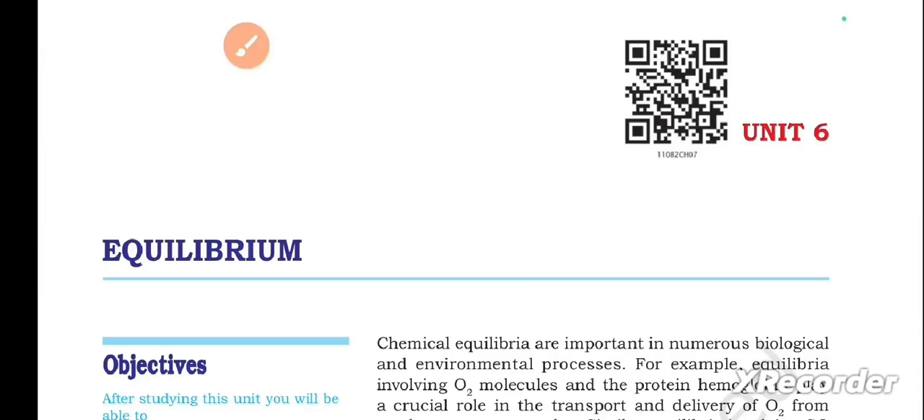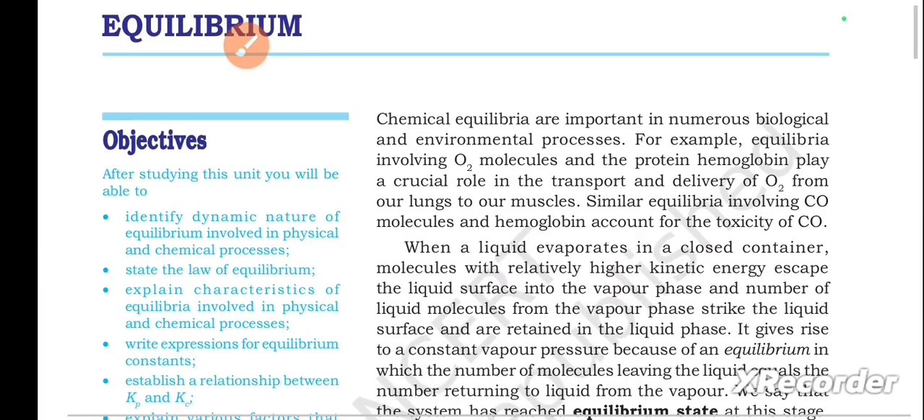Today's lesson is from NCERT Chemistry, Part 1, Class 11, Unit 6, Equilibrium. So let's start. Chemical equilibria are important in numerous biological and environmental processes. For example, equilibria involving oxygen molecules and the protein hemoglobin play a crucial role in the transport and delivery of oxygen from our lungs to our muscles. Similar equilibria involving CO molecules and hemoglobin account for the toxicity of CO.